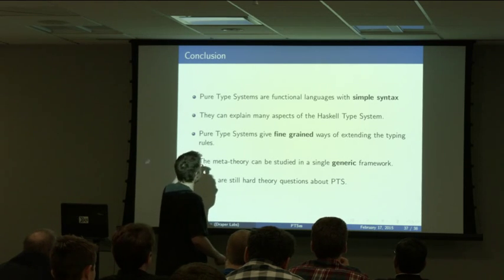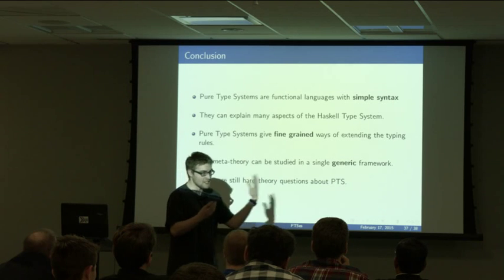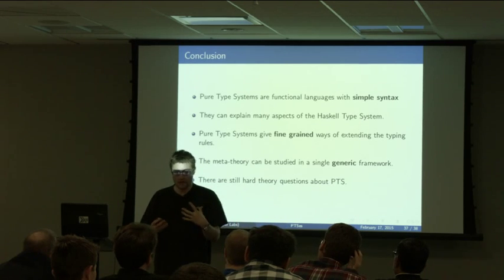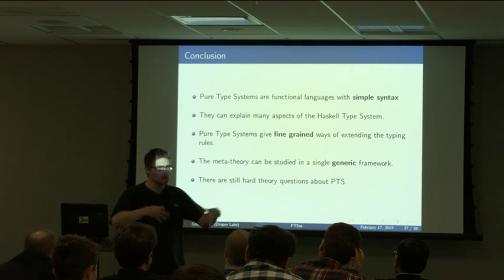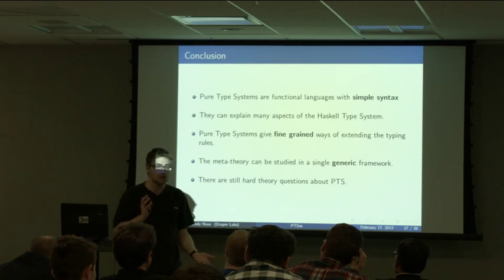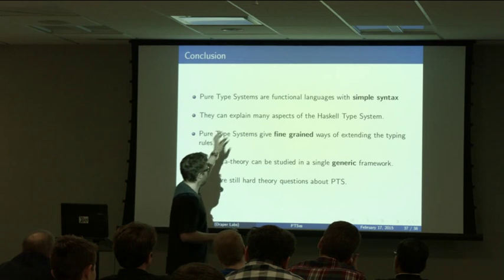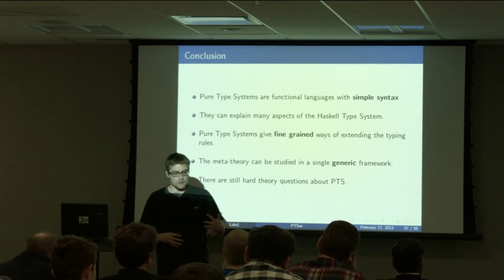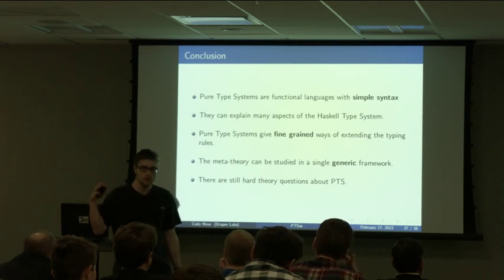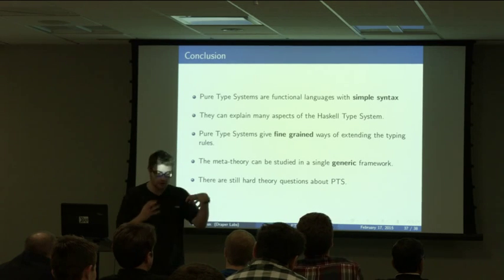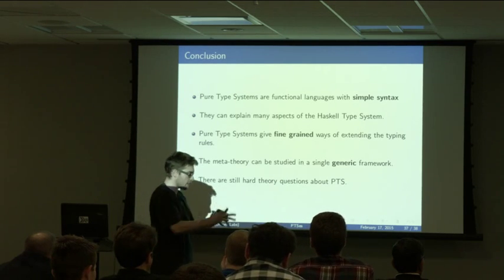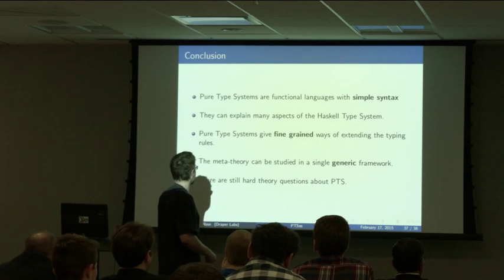Conclusion: pure type systems are just a model functional language where you have this very simple syntax, only a few rules, less than a dozen, which for a real language is crazy. But they explain many aspects of the Haskell type system, right? They're this very unifying framework that allows you to take all these crazy extensions and try to make sense of it in a single framework.